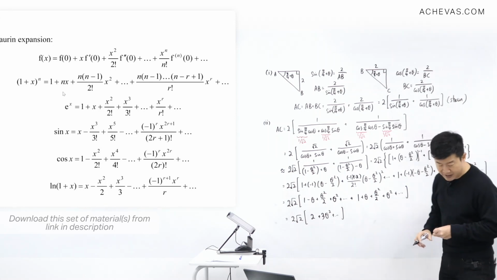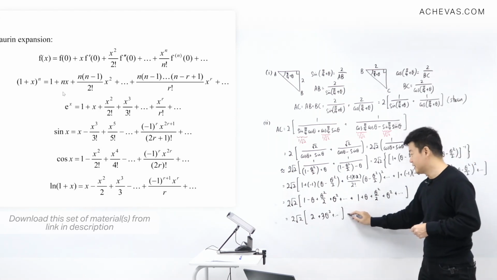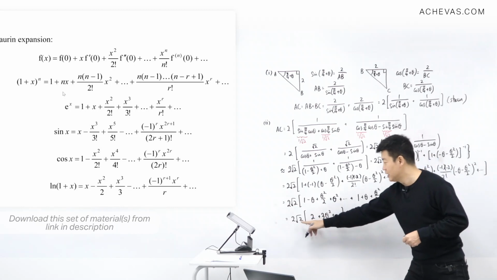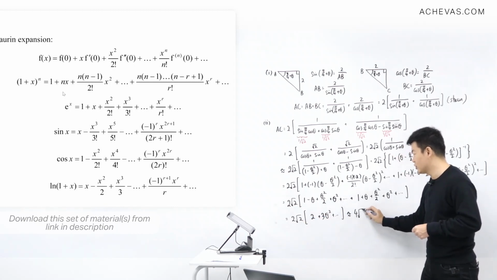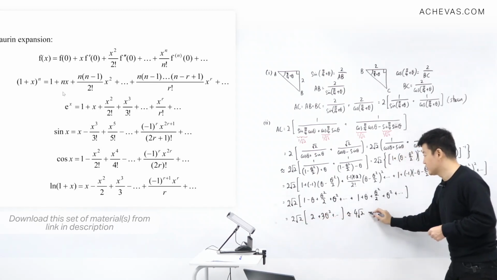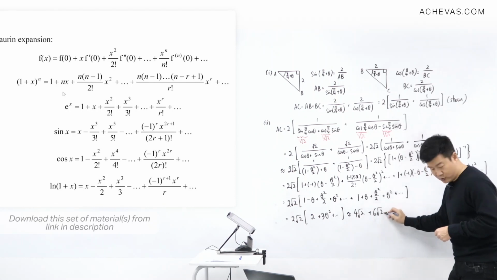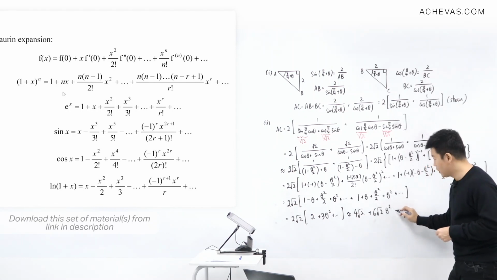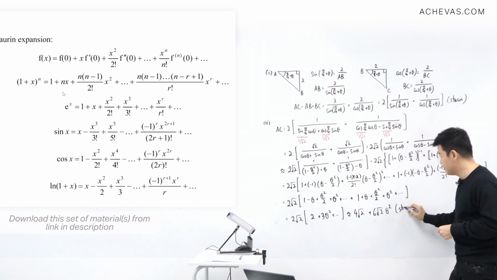And if I were to expand this further and ignoring this, let me put another approximation notation. This times this is going to be equal to 4 square root of 2. This times this is going to be plus 6 square root of 2 theta square. And this gets me the format that the question wants me to show.